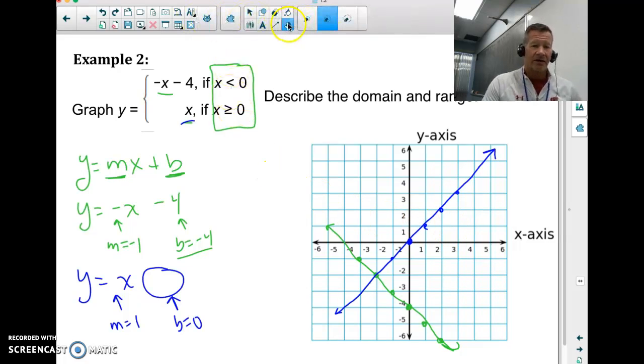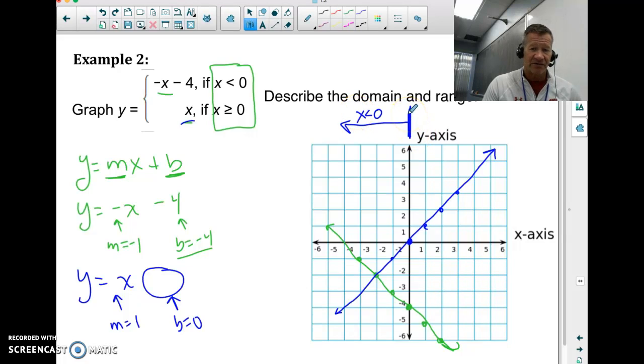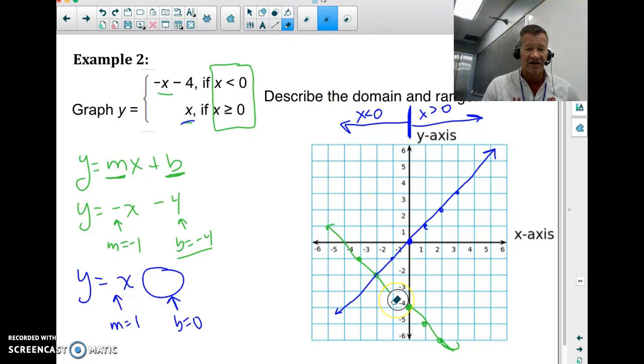Now I'm going to get my eraser out because I only wanted to graph this first function for values of x that are less than 0. So understand that this way is going to be less than 0. The axis is right at 0. And this way is going to be x is greater than 0. So I want to take my eraser and erase the green graph everywhere to the left of 0. All I want is the part that's greater than 0.